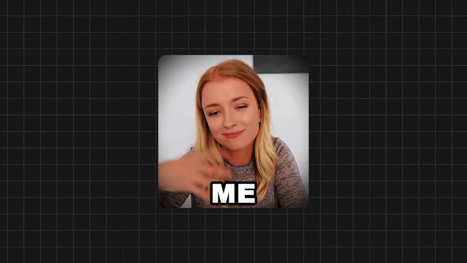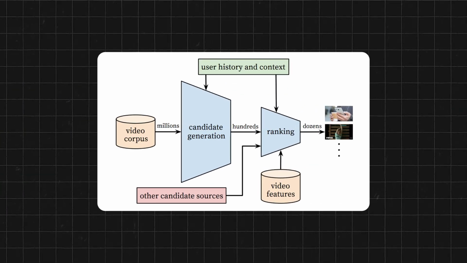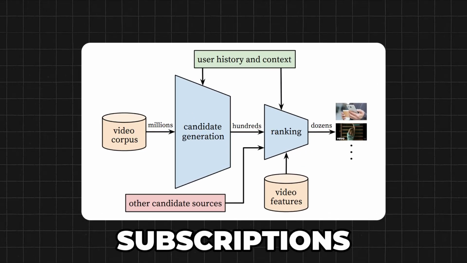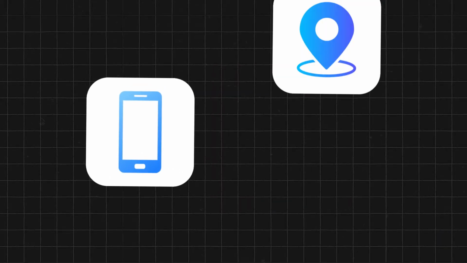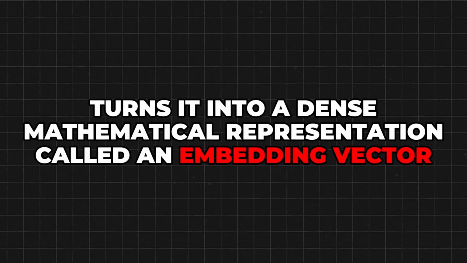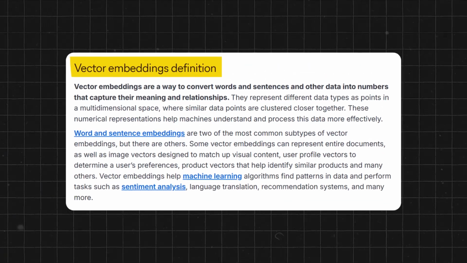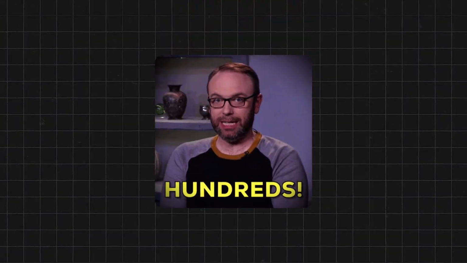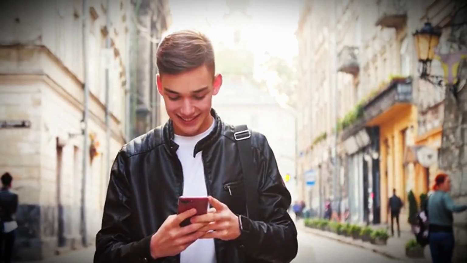It represents you. This tower takes your watch history, search queries, liked videos, subscriptions, and even device type or location, when relevant, and turns it into a dense mathematical representation called an embedding vector. This vector is like a coordinate in a giant multidimensional space, hundreds of dimensions, where users with similar tastes are clustered together. The same goes for videos.